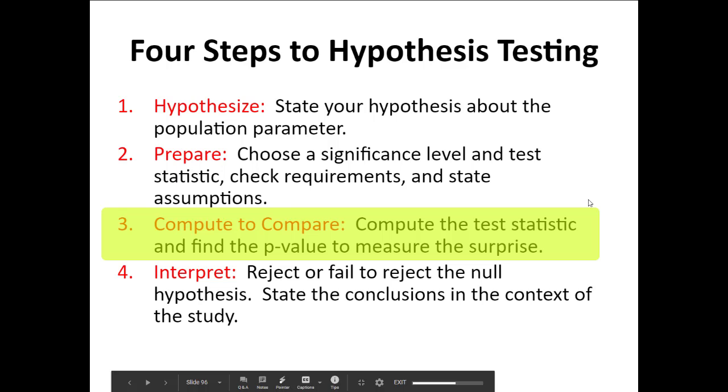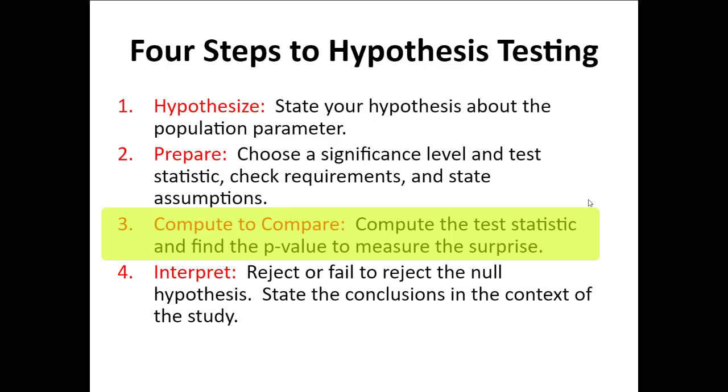In the compute to compare step, you're going to compute your test statistic, so in this case, your Z obtained, and find the p-value for your Z obtained. You will compare the p-value of your Z obtained to the significance level, or your alpha, that you selected in the prepare phase, and you will also compare your Z obtained to your ZCrit.